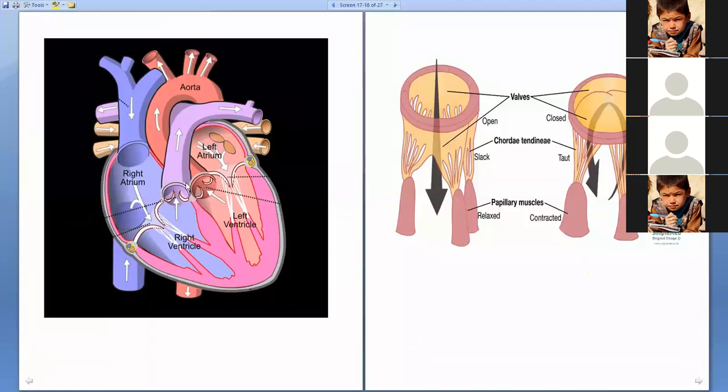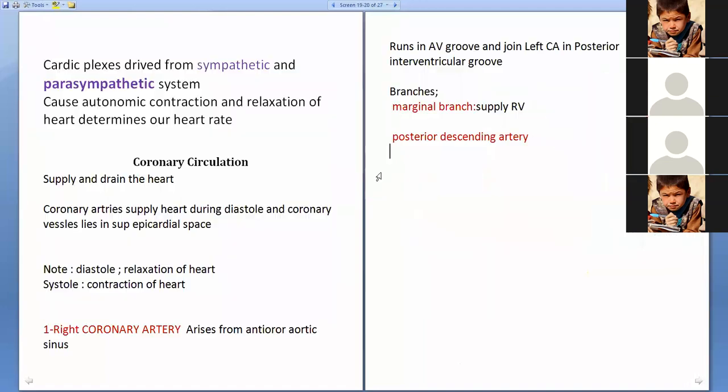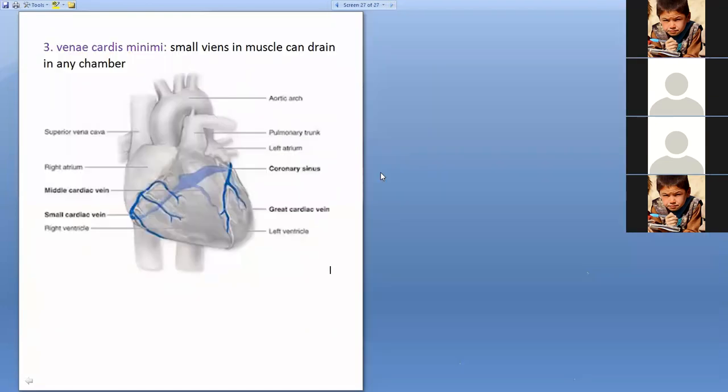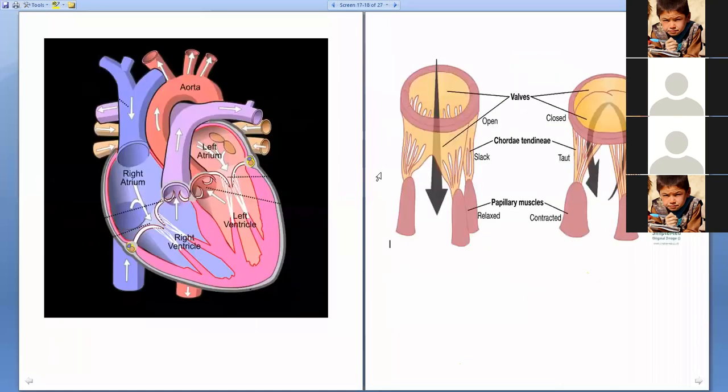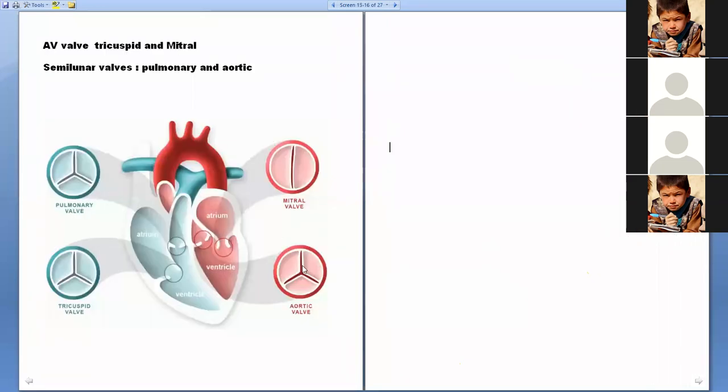So let's name it. This is called tricuspid valve. Why is it called tricuspid valve? Because its structure is tricuspid. It is composed of three cusps. You can see it here. You can see in this slide clearly. Tricuspid valve is located between right atrium and right ventricle.